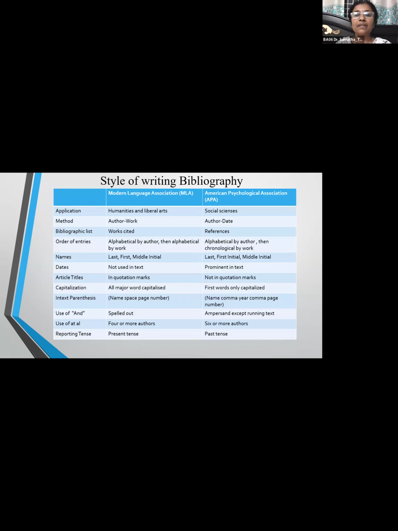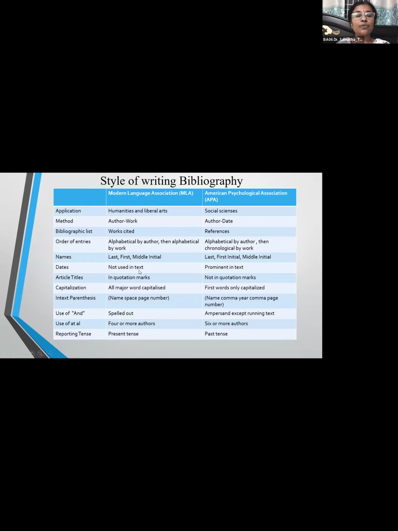Whereas in the APA method, authors are mentioned in alphabetical order, but their work is mentioned in chronological order. Chronological means the year of study, 2012 and 2022. So first comes 12, then comes 22. In the order of occurrence, in the order of time, they are going to mention. Dates, names, sometimes we have a lengthy name with first name, last name and middle name. So that order is also mentioned.